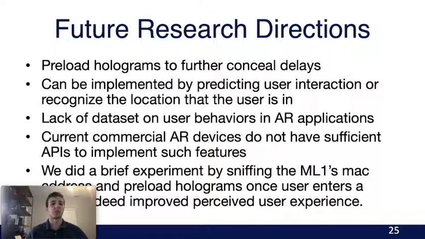There are problems with both of these. For the prediction, there is really no data set on user behavior in AR applications. And for location, the current commercial AR devices do not have sufficient APIs to implement such features. The current geolocation APIs are only accurate up to tens of meters. However, AR might require much more precise measurements, with error within less than a meter. We did an experiment by sniffing for Magic Leap 1's MAC address using a Raspberry Pi and preloading holograms once the user entered a particular room, and that indeed did improve the user experience.